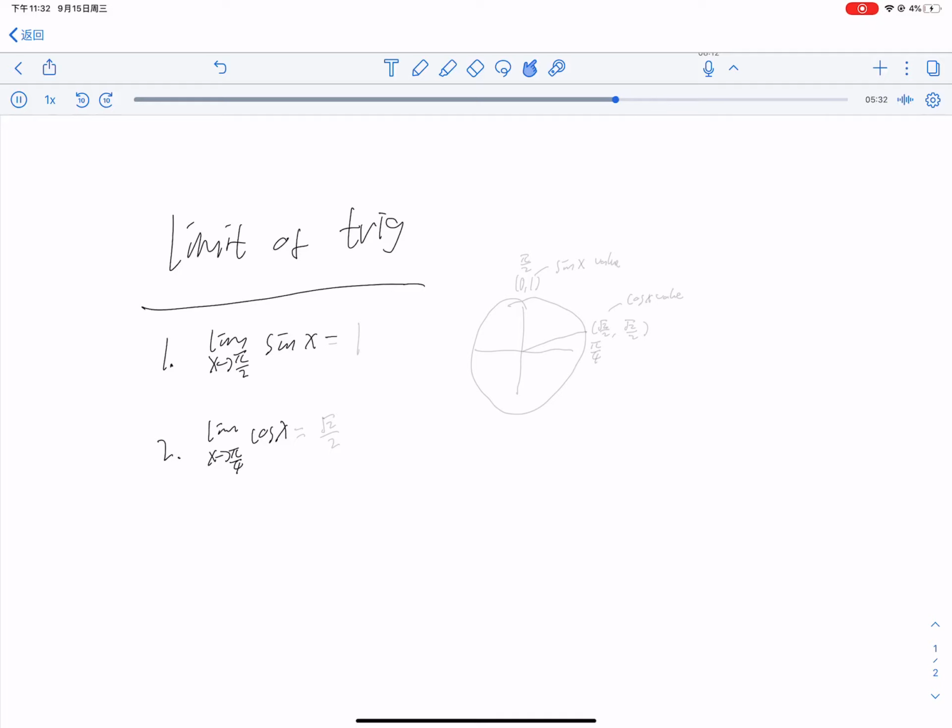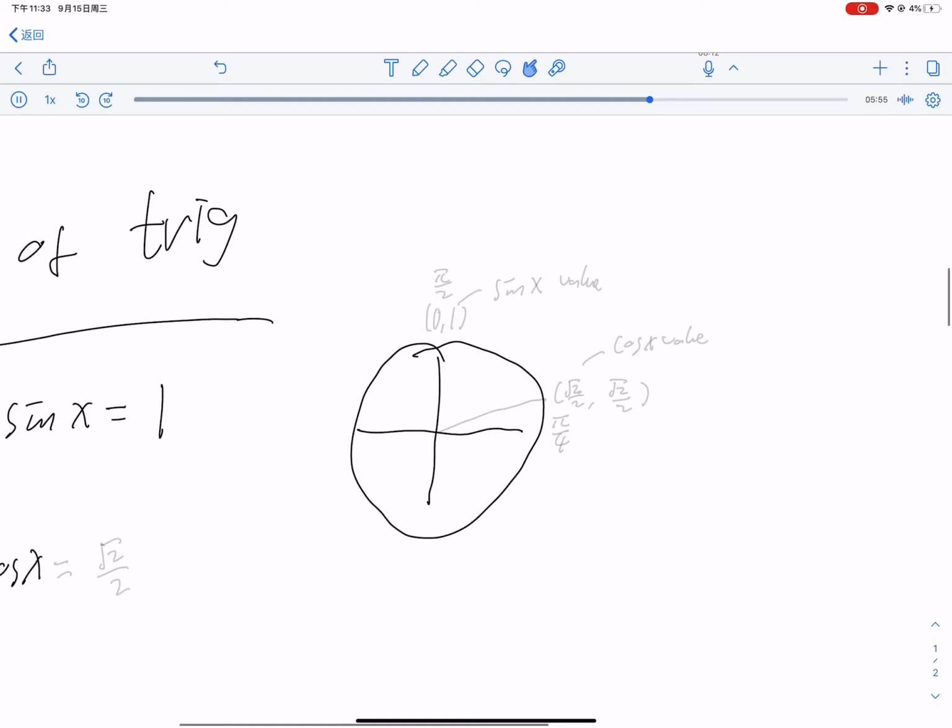And when you plug in, for number one, when you plug in x equals pi over 2 in the sine x function, you basically just get 1, right? Because on the unit circle, this is pi over 2 in this direction, and this is literally 0, 1 in this pi over 2 direction. And you're getting the sine value, the sine of x value.